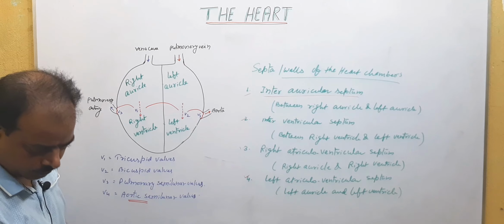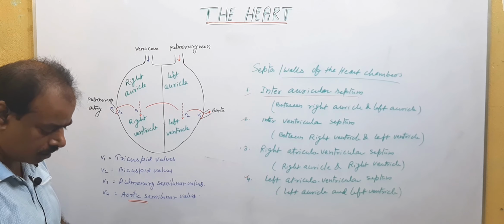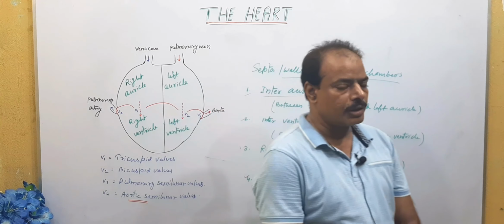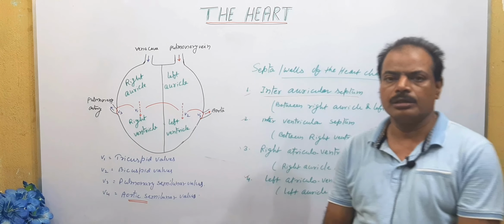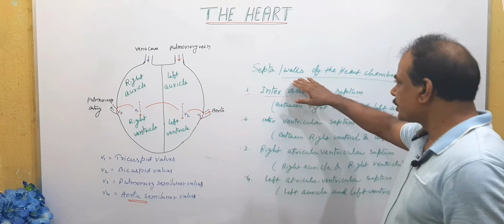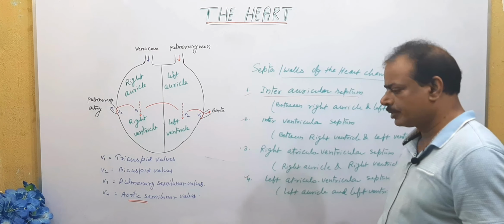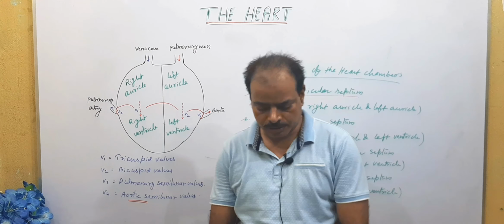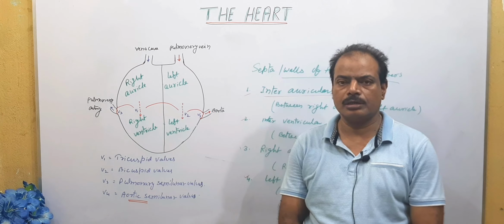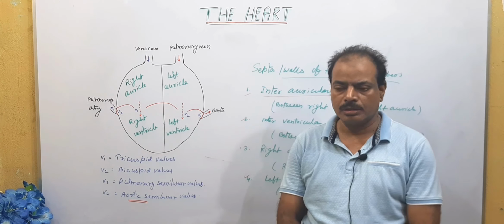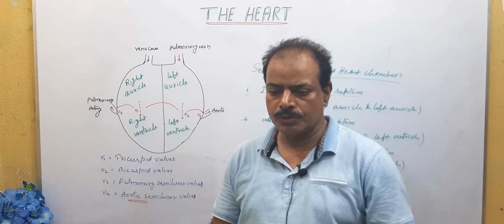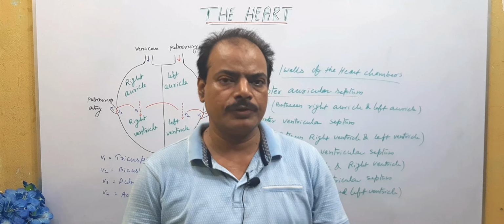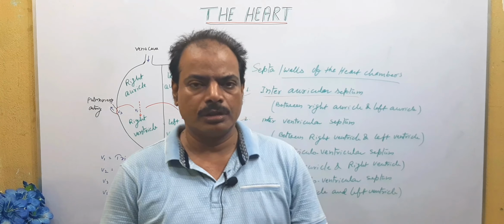So in this way, we have studied in this class about the location of heart, chambers, blood vessels entering and leaving the heart, and also the septa or walls of the heart chambers. In the next class, we will discuss the functioning of the heart, closing and opening of different types of valves and formation of two different types of sound, lub and dub.